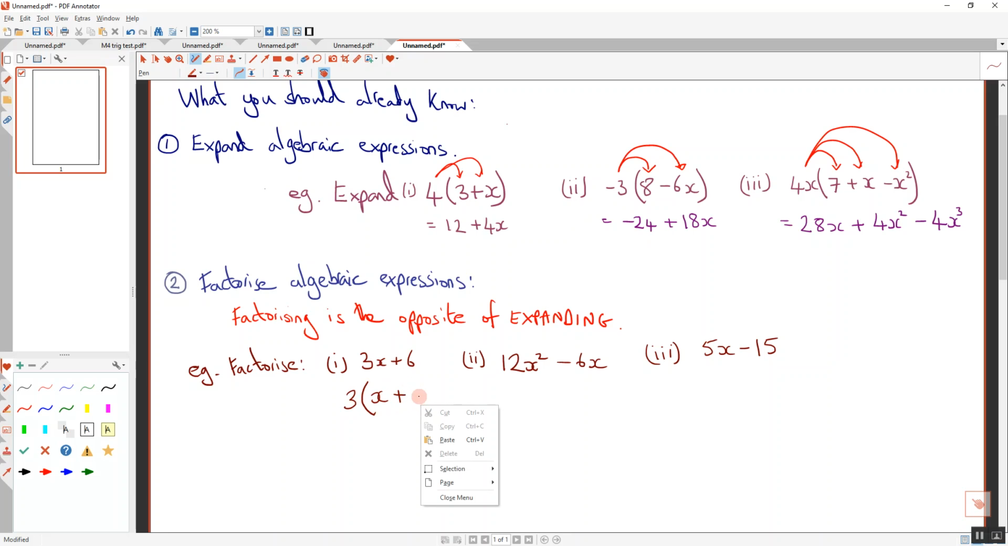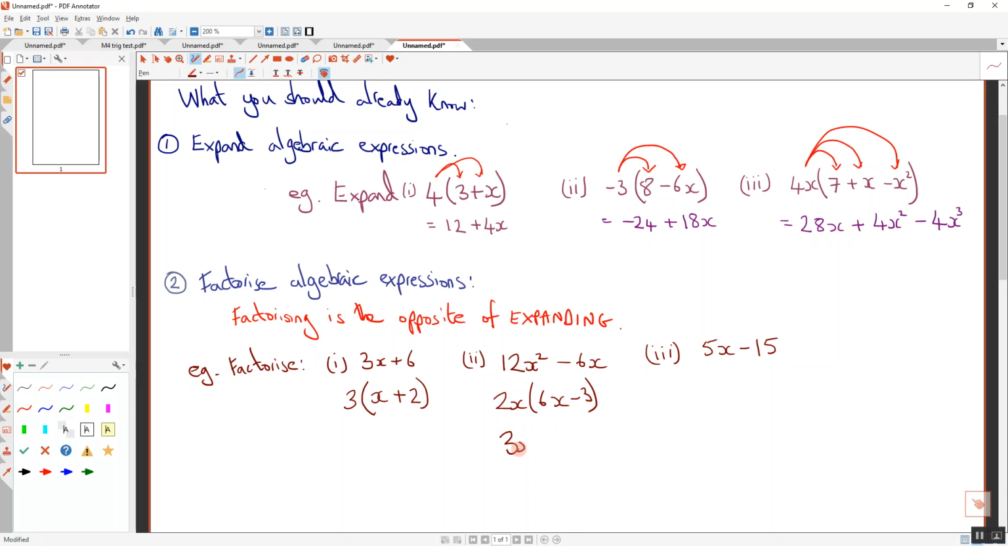Eliza? 2. Hey, presto. I can do the next one, I think. Okay, Eliza? Okay, so this one is going to go from 12x squared plus 6x to 2x bracket 6x minus 3 bracket. Is that correct? It works. It's factorized, but it's not the best answer.